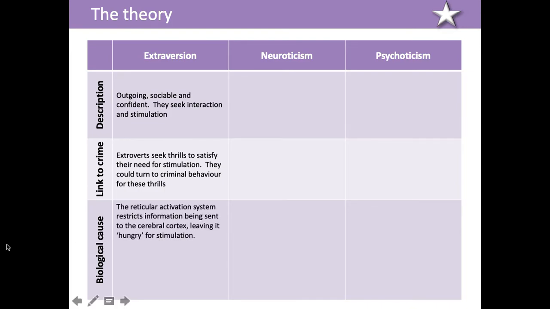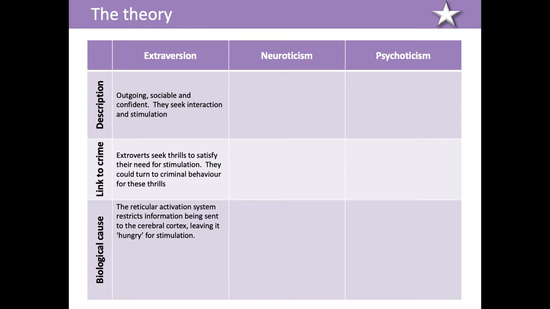Now this is where it gets tricky and yet really interesting. So this thrill seeking happens because the reticular activation system restricts the information from being sent to the cerebral cortex, leaving it hungry for stimulation. So the reticular activation system kind of acts like a barrier to activity, and it is a barrier to it going towards the cerebral cortex, which is a part of the brain. Therefore, because extroverts aren't getting as much information, they want more and they find it through these thrills. They're hungry for that activation, for that stimulation.